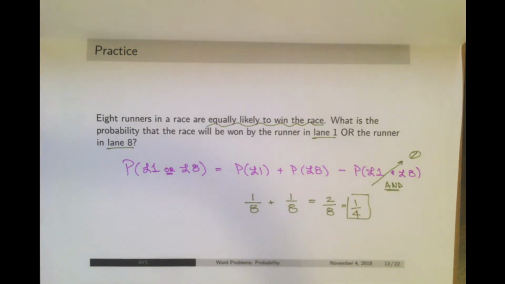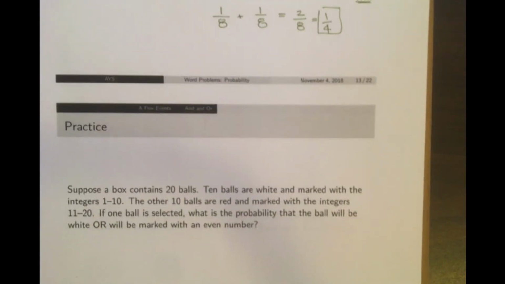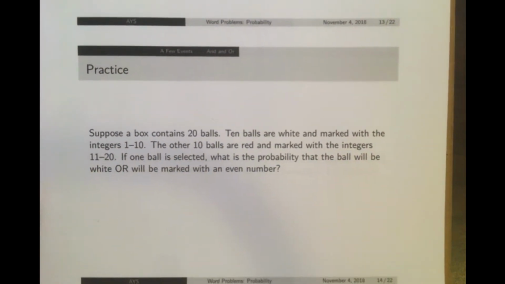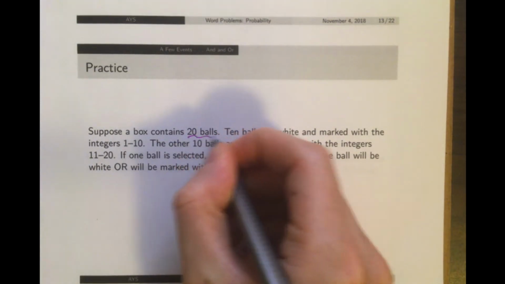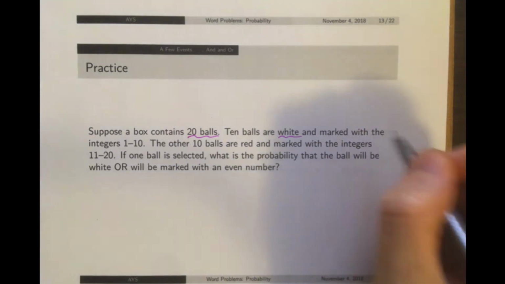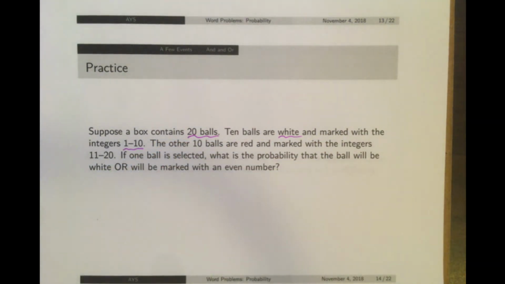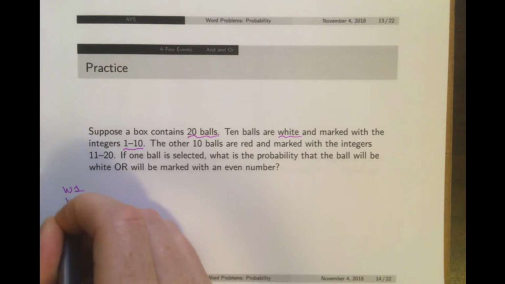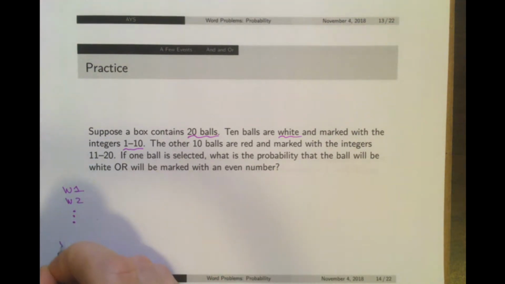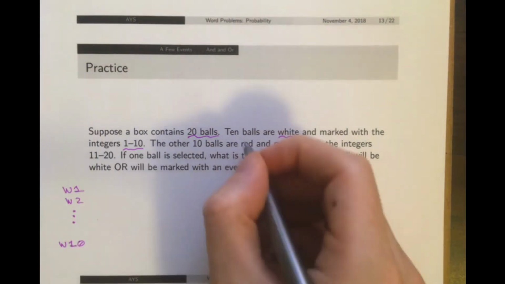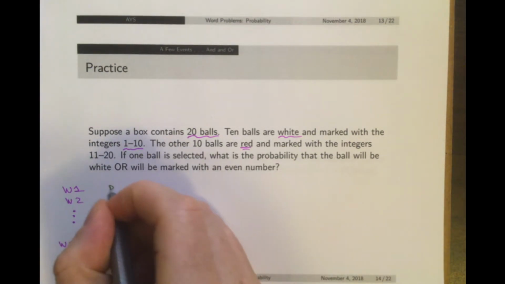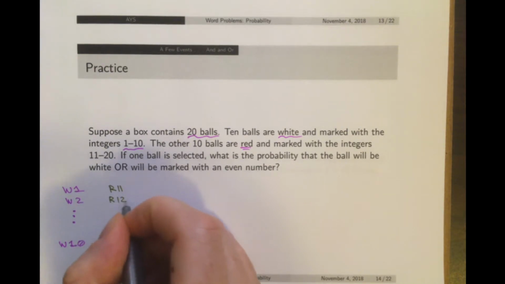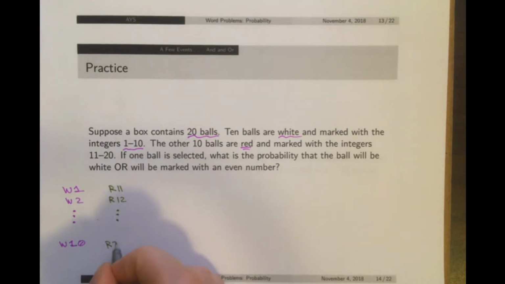Not too bad. Okay, let's look at one again, where the AND statement, we need to take into account the AND statement, so go ahead and pause the video. Okay, suppose that a box contains 20 balls, 10 of them are white, and they have the numbers 1 to 10 on them. So I have white 1, white 2, the last ball I have is white 10. And then I have 10 more balls that are red, and they have 11 to 20 on them. So maybe I'll do that in a different color. We have red 11, red 12, the last ball we have is red 20.